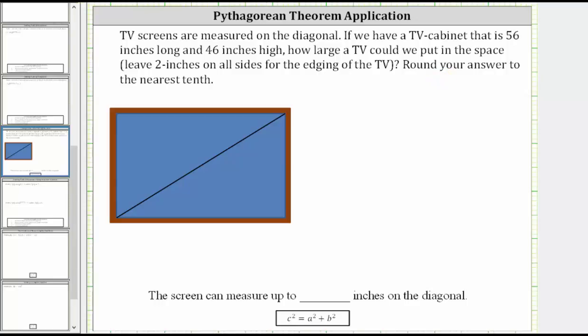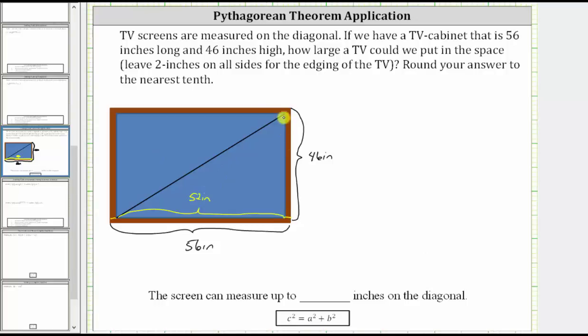So the actual cabinet is 56 inches long, this length here, and 46 inches high, which is this length here. And of course the TV is inside the cabinet, but we want 2 inches along the entire edge of the TV. So if the cabinet is 56 inches long here, and this is 2 inches and this is 2 inches, then the length of the TV, this length here, would have to be 56 minus 4, or 52 inches.